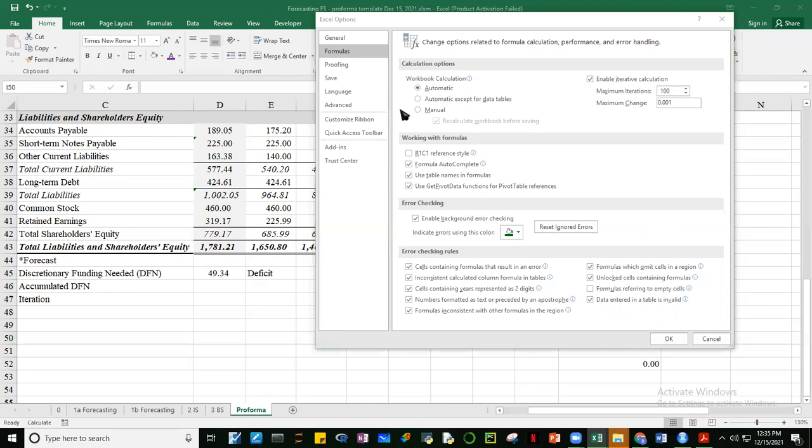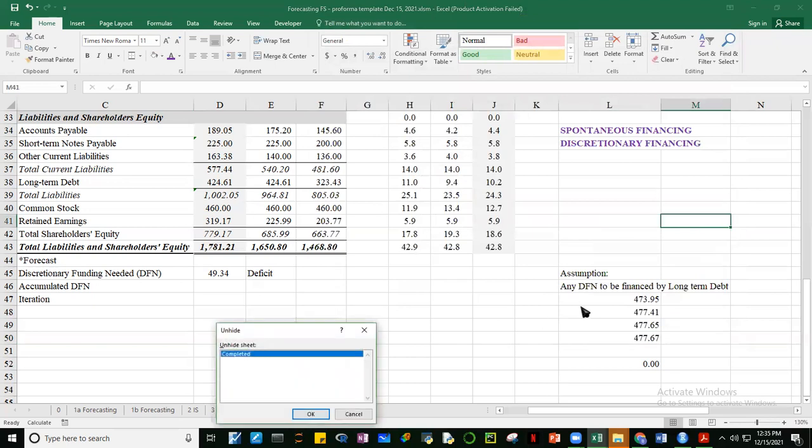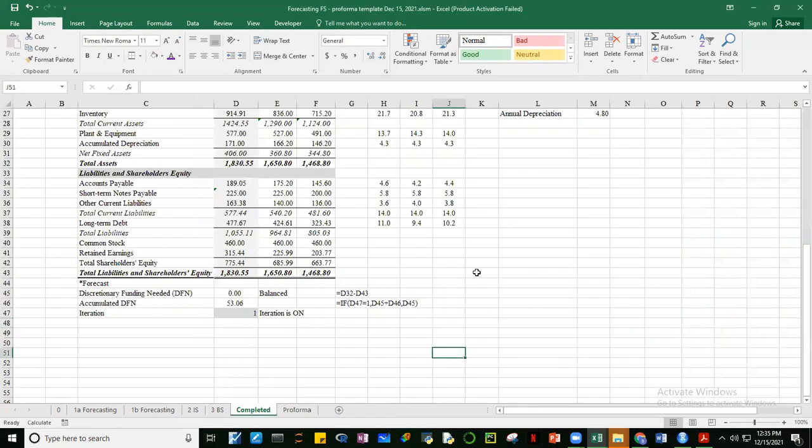Okay, paki-check nga please kung naka-check na iterative calculation. Yes, okay, good. Okay, now, kasi medyo mahaba pa yung process na yan, ang ginawa ko dito guys, paki-click sa proforma and unhide. Okay, may isang worksheet diyan, yung completed. So hinide ko lang kanina, pero ito na 'yon, guys.